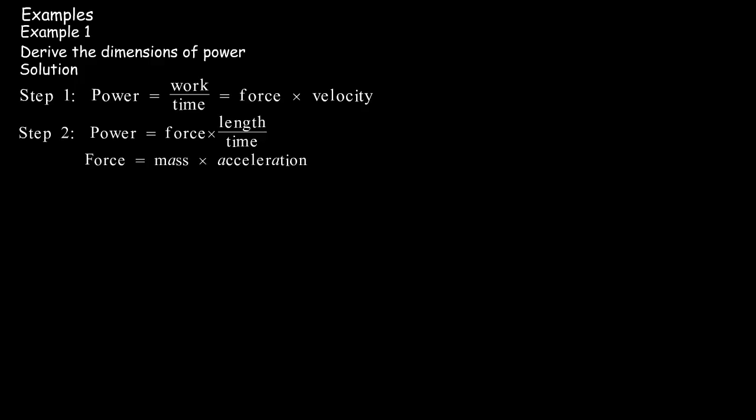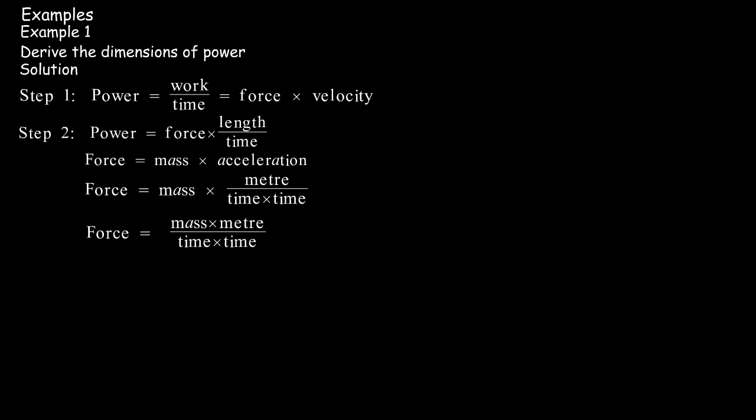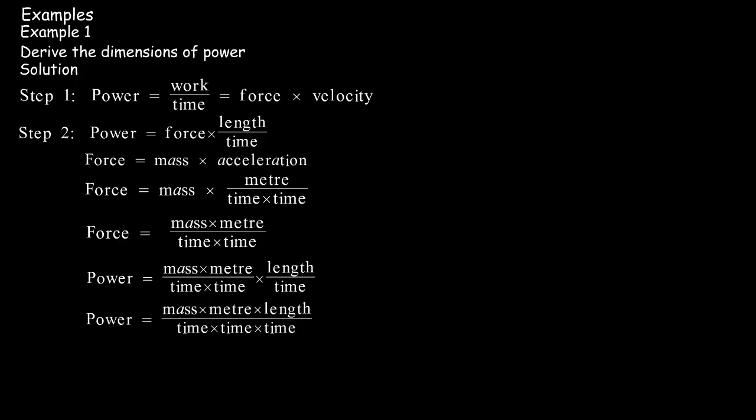We know that force is equal to mass times acceleration. So force will be equal to mass times meter divided by time times time. We should make power to be equal to mass times meter divided by time times time, times length divided by time, and multiplying it becomes power is equal to mass times meter times length divided by time times time times time.